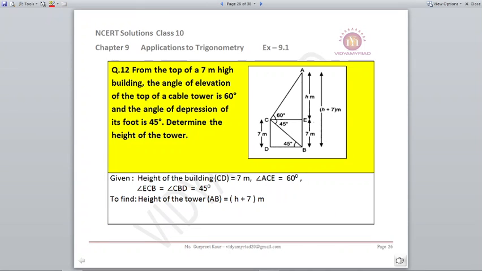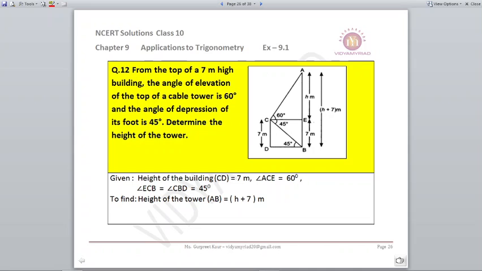Question 12. From the top of a 7 meter high building, the angle of elevation of the top of a cable tower is 60 degrees and the angle of depression of its foot is 45 degrees. Determine the height of the tower.